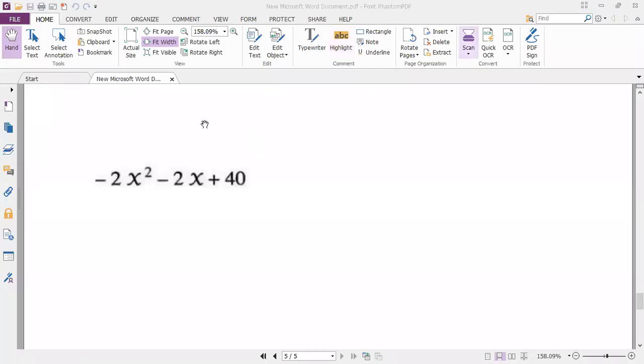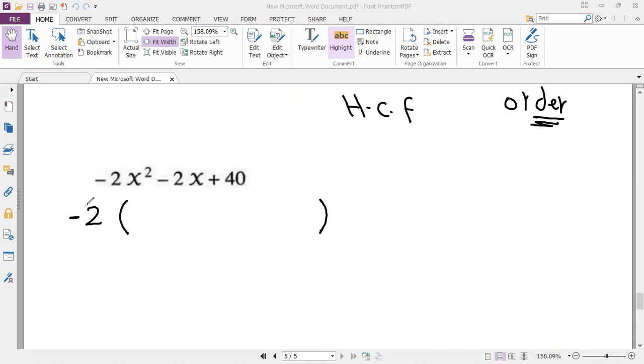And for factorizing this expression, look at the highest common factor and look at the order of the expression. The expression here is negative 2x squared, negative 2x plus 40. We have 3 terms, and the 3 terms are divisible by negative 2. So we can take negative 2 as a factor. Okay. And then negative 2x squared divided by negative 2. Negative divided by negative is positive.